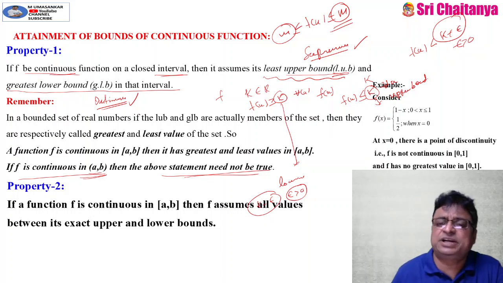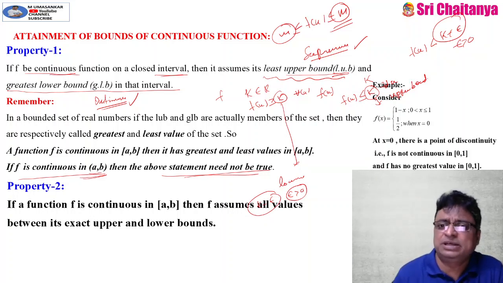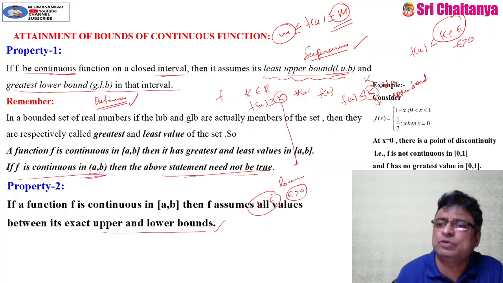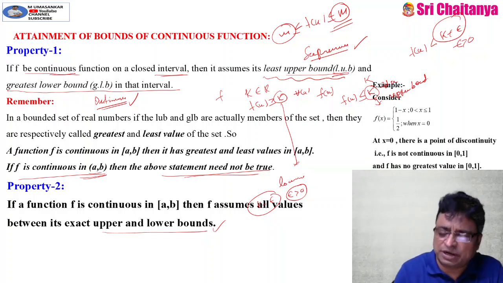Now, coming to the next important property. If f is a continuous function in a closed interval [a, b], then f assumes all values between its upper and lower bounds. I already told you what the upper bound and lower bound are.